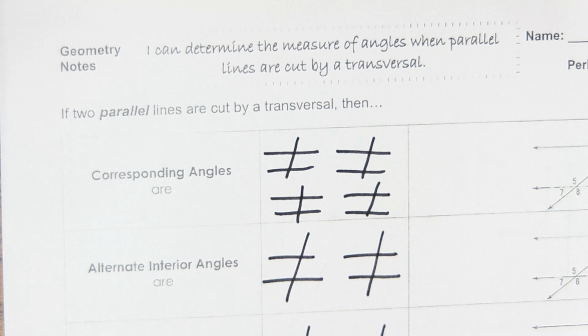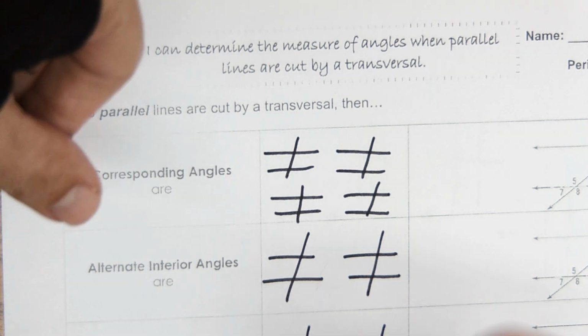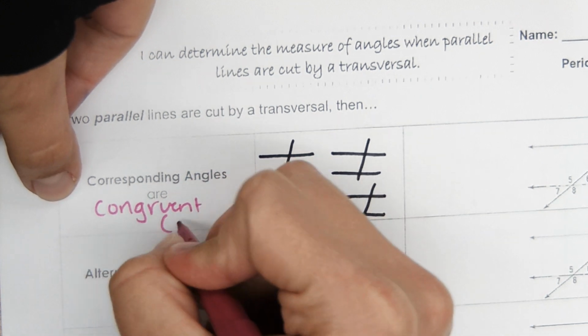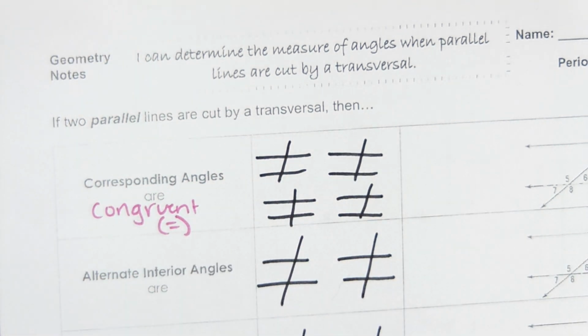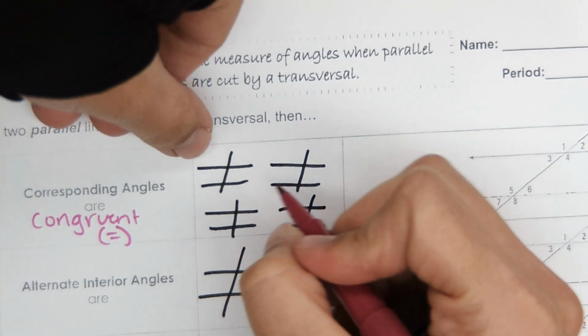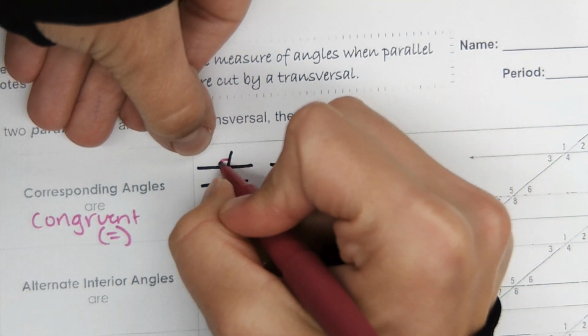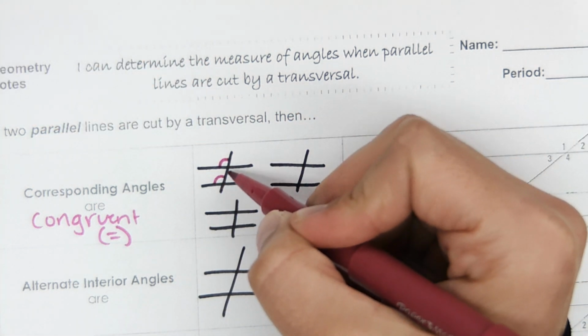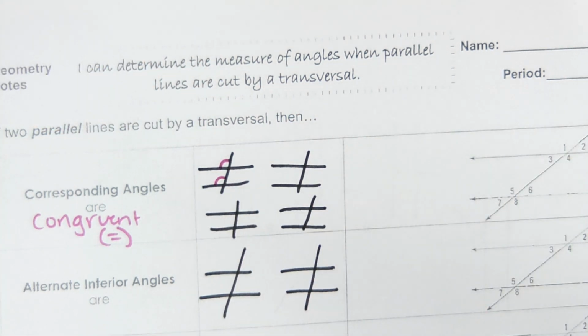So getting started, corresponding angles are congruent. So that means they are equal in measure. And on these pictures, corresponding would be like this angle and this angle are corresponding. They're on the same side of the transversal and they're both either above the parallel lines or both below.